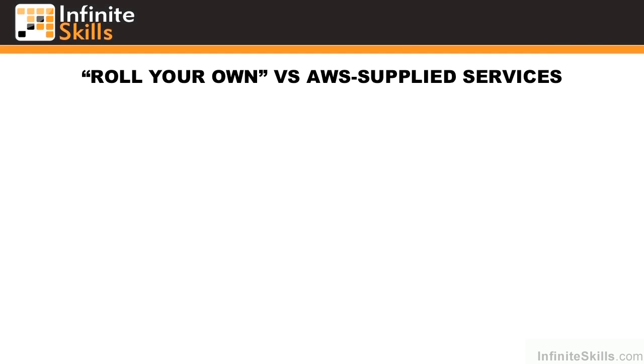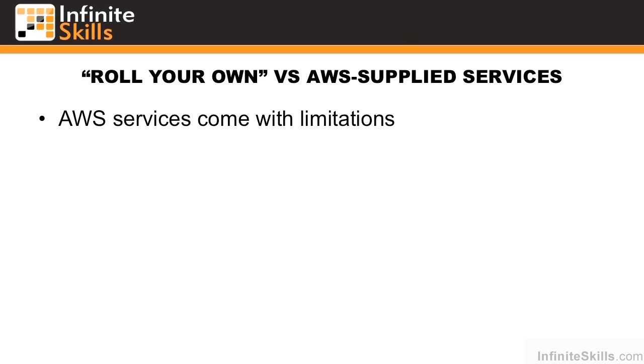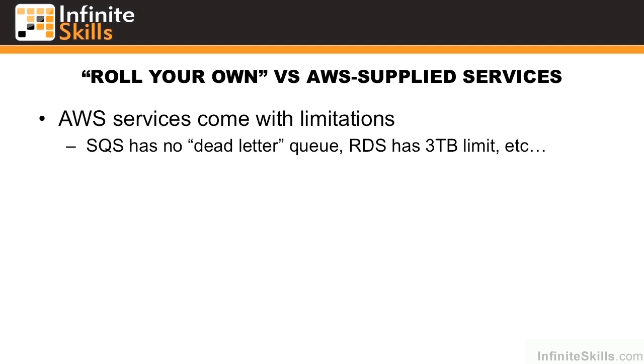In this presentation, we're going to look at roll your own, or build your own, versus AWS-supplied services. First of all, why would you ever want to do this? The fact is that AWS services, although cheap and easy to provision, often come with limitations. For example, SQS has very strict limitations, such as no dead letter queue. RDS has a 3 terabyte limit.